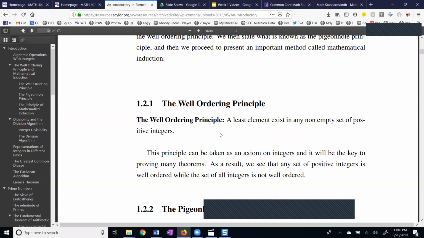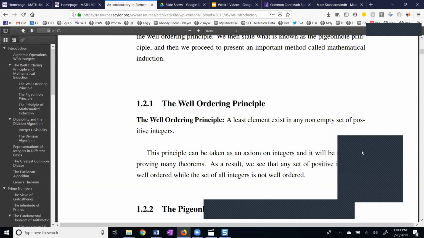The well-ordering principle states that a least element exists in any non-empty set of positive integers. Now, this sounds almost trivial, but it is an important property. So let's take a look at some examples. I'm going to see if I can get my pen to work here on the computer.